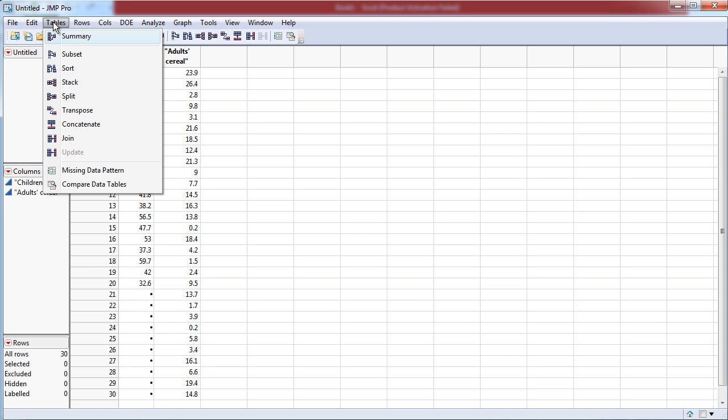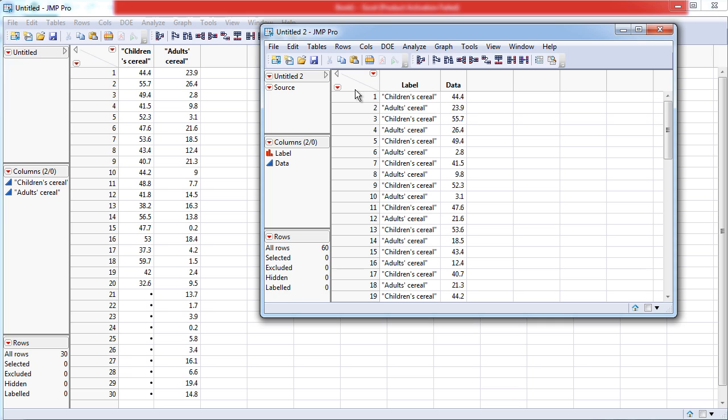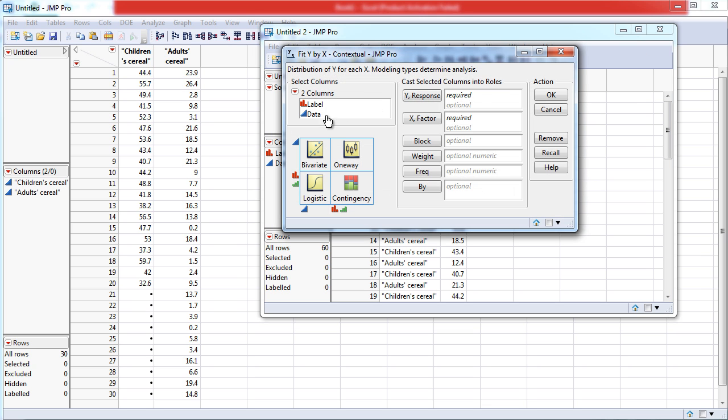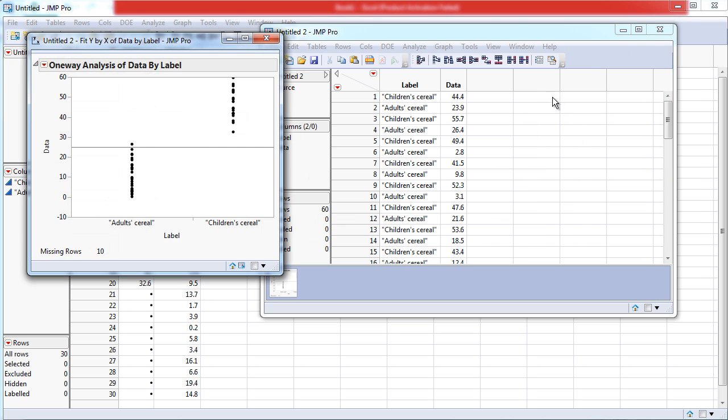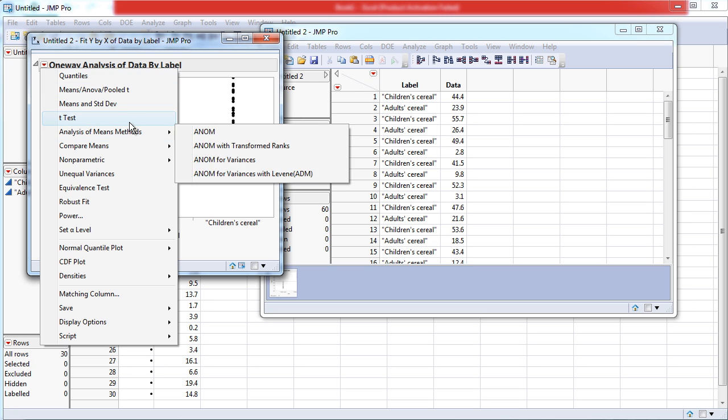We want to go to Tables, and we want to go to Stack. We're going to stack both of these, and we're almost done, because now we have a label and we have the data. So we want to analyze, and let's go to Fit Y by X. We're going to see if the cereal label can tell us anything about the sugar content. Right there. So it definitely looks like there's a difference going on here. Let's go ahead and go to t-test.